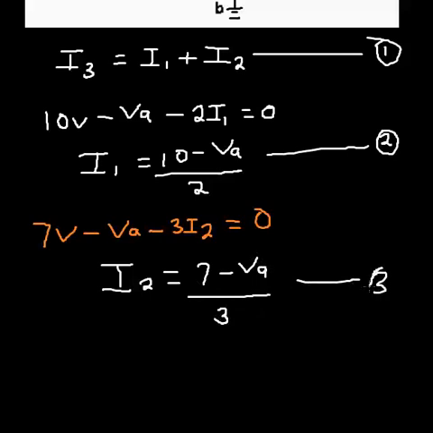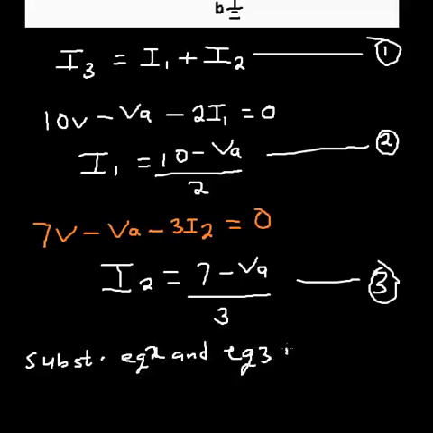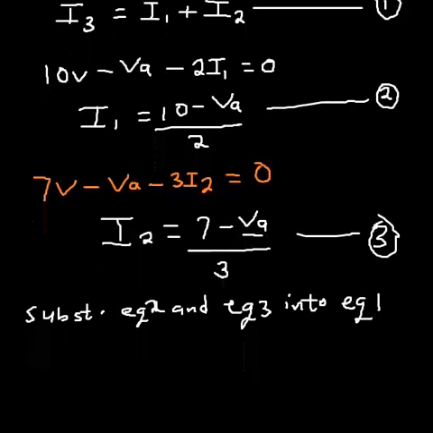So all I'm just going to do now is to substitute equation 2 and equation 3, okay, into my KCL. That's equation 1, okay, to help enable me get this node voltage VA. So I'll go to equation 1.